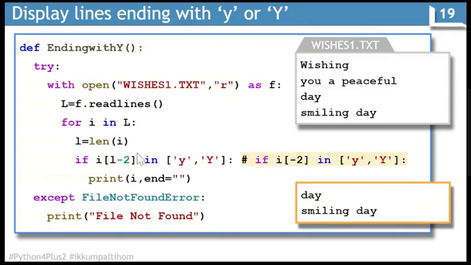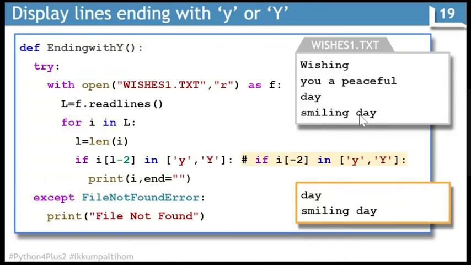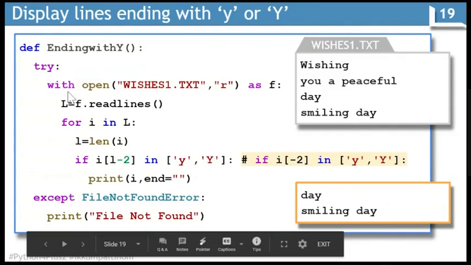Instead of writing these two lines, we can simply write one if statement as if i minus 2, that is going to play with negative indexing, that is last character, because minus 1 will carry the new line character, so we'll be writing minus 2 so that it will extract the last content of the string. If it is small y or capital Y, it is simply going to display that particular string. So you can see here, if the content is wishing you a peaceful day, smiling day, it is going to display two lines here which are ending with Y. And if the file is not existing, obviously the exception will be raised as file not found.